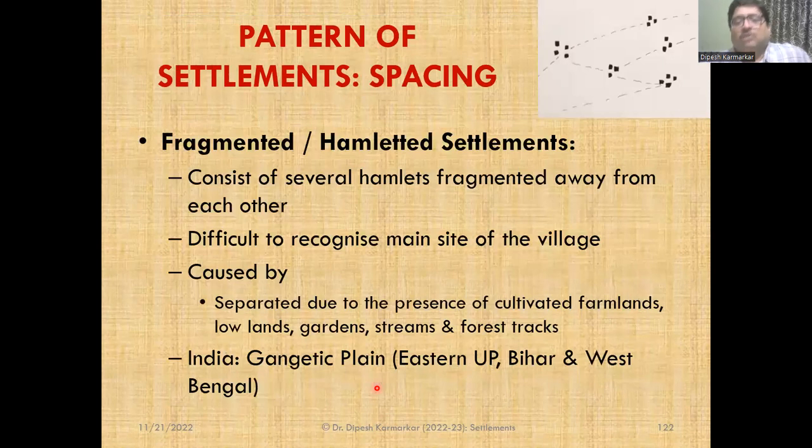The next type is called fragmented or hamleted. As we have seen, hamleted settlements mean that there are several hamlets, and these several hamlets together form a settlement.